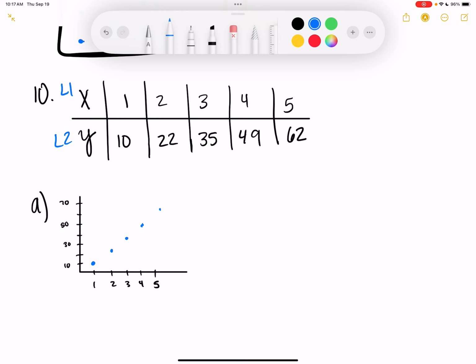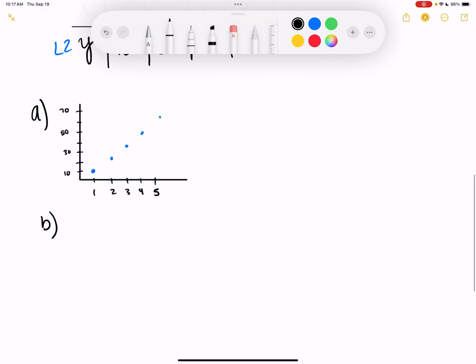So what's the second part? Part B and part C. Part B says approximate the best fitting line. This is where I said you can't do this without your calculator. So what's the best fitting? Oh, never mind. You're about to tell us.